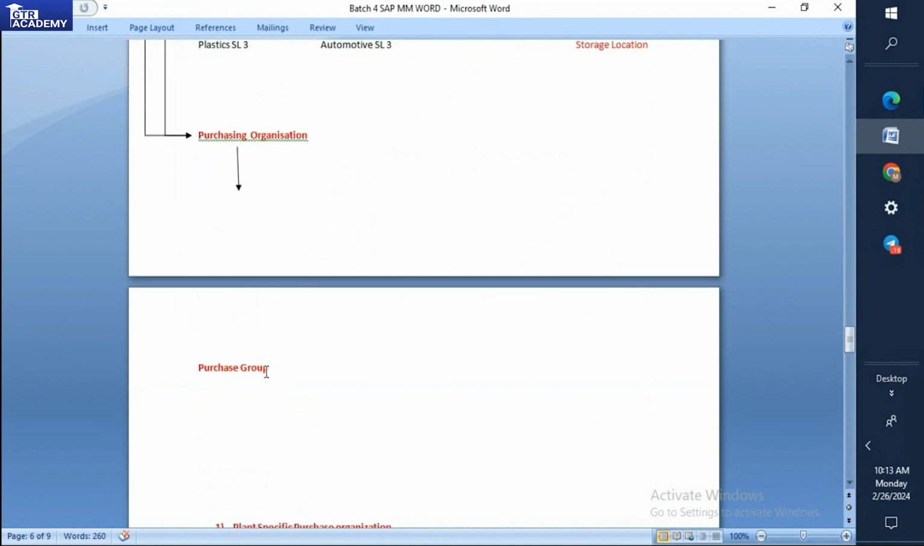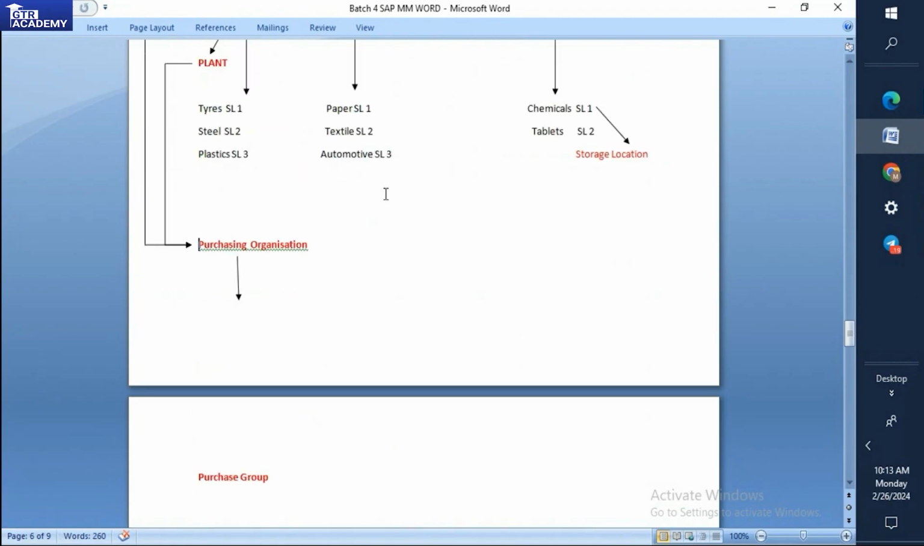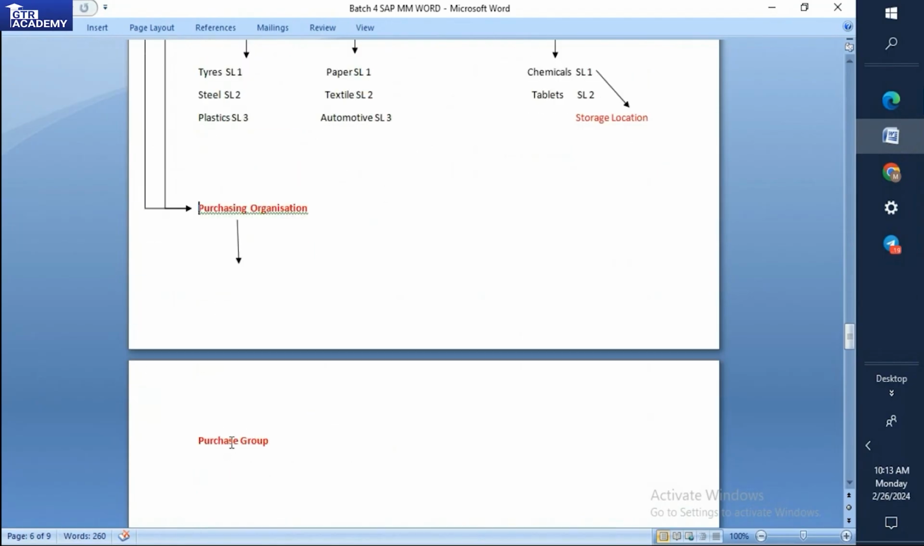The main function is that it has to take care of the day-to-day activities of procurement, and it has to monitor all the tracking. It is not linked to any organizational unit, and it is an independent organizational element. This is the main function of the purchase group, and in the interview they will also ask these questions. Just put a star mark here under the purchase group.